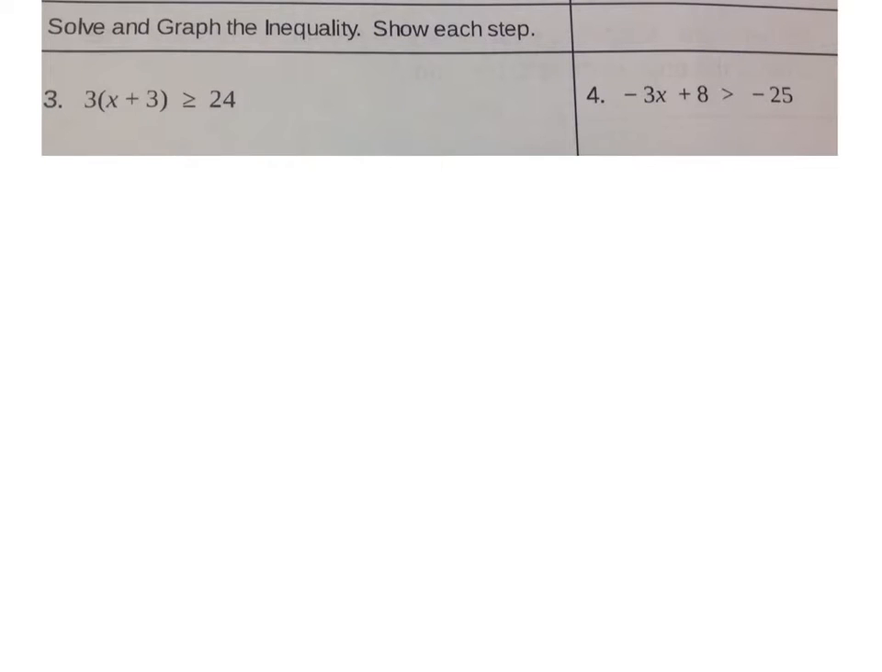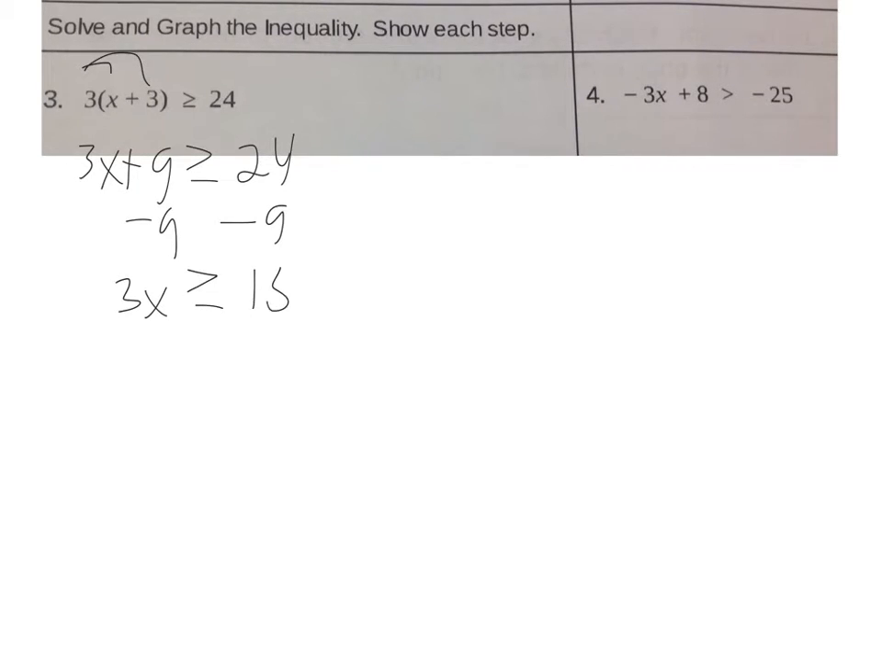Again, this is just solving inequalities, same kind of stuff as yesterday. You would do your distributive property first on this. You get 3x plus 9 is greater than or equal to 24. You guys would subtract 9 on both sides. You get 3x is greater than or equal to 15. Divide by 3, and you get x to be greater than or equal to 5.